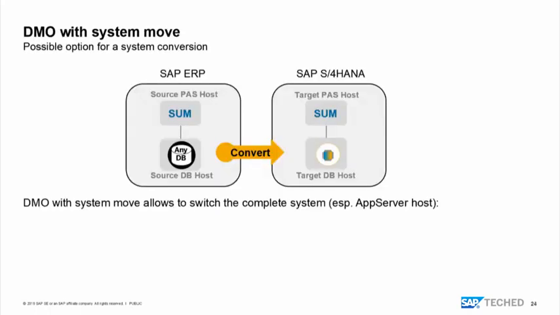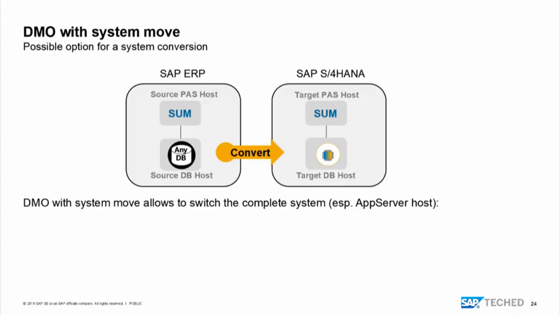An advertisement on a specific feature of the software update manager is here. This is called DMO with system move. So DMO with system move, that means obviously DMO, we have a migration case. This scenario only applies if your source system is not yet on HANA, only then we have migration. If this is the case, you may consider to not only switch the database host, but to switch the complete system, so changing the application server host as well.